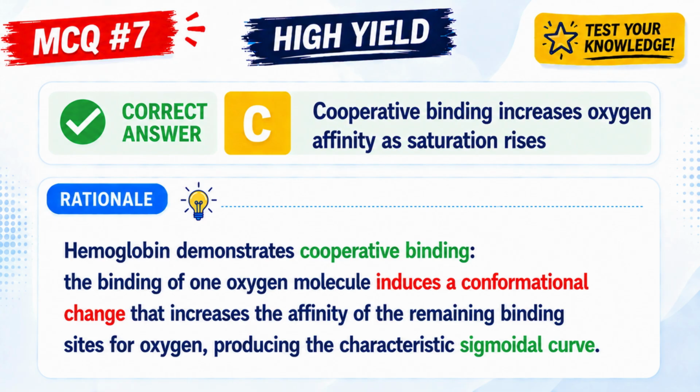Low PO2, flat bottom. Hemoglobin reluctant to load. Rising PO2, steep middle. Cooperative binding accelerates saturation. High PO2, flat top. Hemoglobin nearly fully loaded. Adding more PO2 adds little saturation. 2 flat portions, 1 steep middle. The sigmoid curve. Perfectly matched to the physiology. Loading in the high PO2 lungs, releasing in the low PO2 tissues.